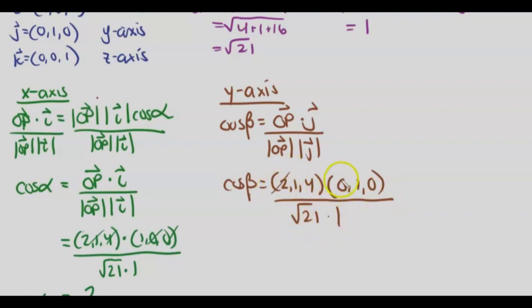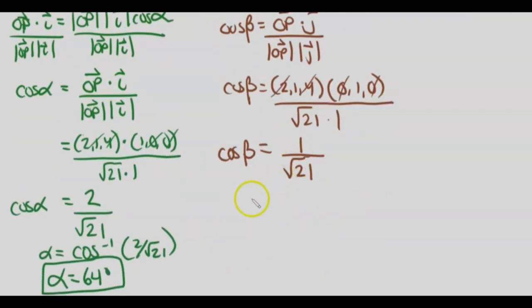These you don't have to consider because they're multiplied by 0. So we only have to consider 1 times 1 in the numerator. So we're going to have cos beta equals 1 over root 21. To actually solve for beta, we're just going to take the inverse, and we get the angle of 77 degrees.